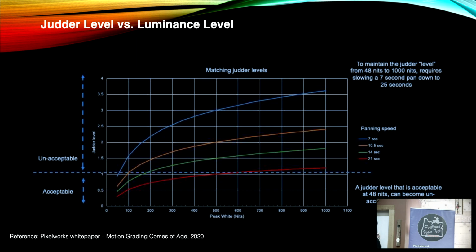And you can see that even in the slowest case of a 21-second pan, once we get over 500 nits, which, by the way, is not exactly a premium feature in TVs anymore, you're going to start to see a level of judder in high motion, high contrast scenes that becomes unacceptable. And so this distills down to the need to transpose a 7-second pan to nearly 25 seconds in order to maintain an acceptable level of judder on a 1,000 nit screen. That's quite a dramatic change when we consider where we were even just 10 years ago.